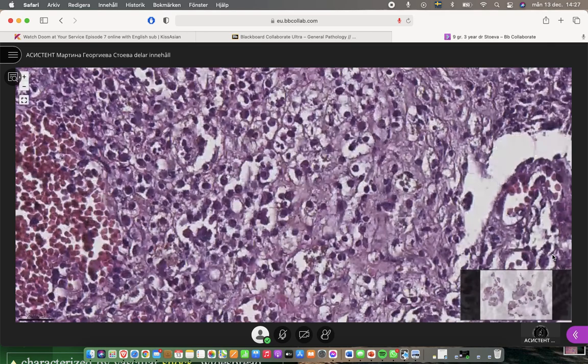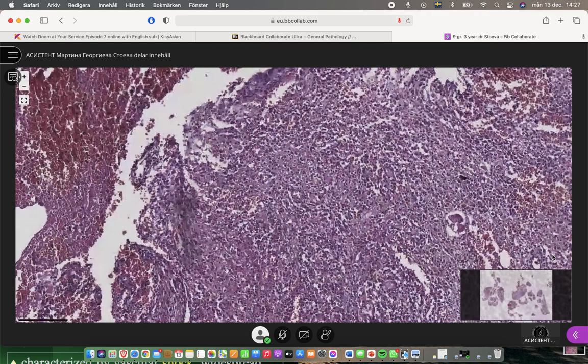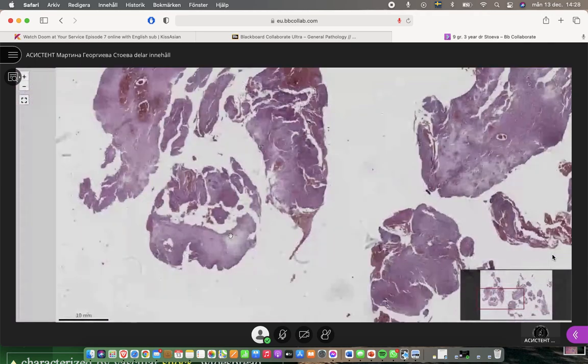And don't forget that there are fibroblasts in the granulation tissue. These fibroblasts are needed to proliferate and to produce collagen, because finally the granulation tissue transforms into fibrous tissue or connective tissue. The fibroblasts are spindle-shaped cells with elongated nuclei. This is not the best area.